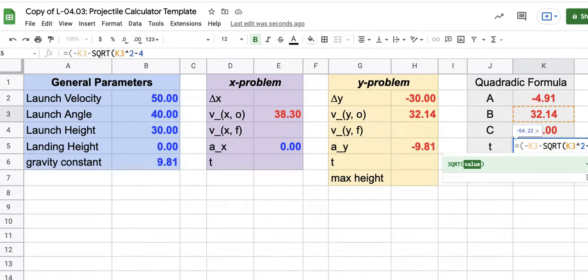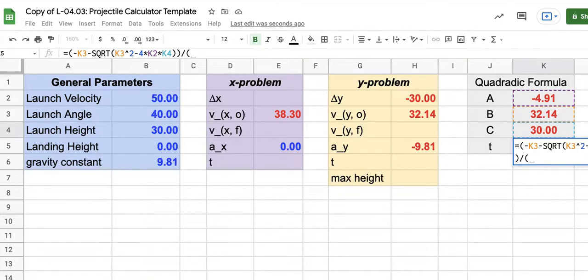4 times a, which is k2, times c, which is k4, end the parenthesis, that ends the square root, end the parenthesis on the numerator, divided by, open parenthesis, 2 times a. So the formula you're looking for is this big beast right here, okay? And that is the quadratic equation using a, b, and c coefficients.